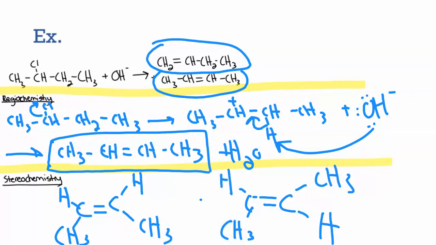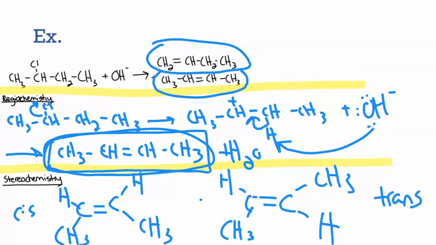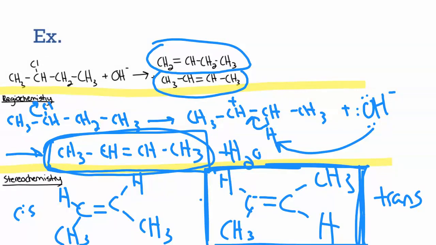Okay, so this will be my major product, but that product has two different isomers. So I could have cis, and I could also have trans. Which one would be more stable out of these two? Trans. Right. So this will actually be my major product because it's the most stable.